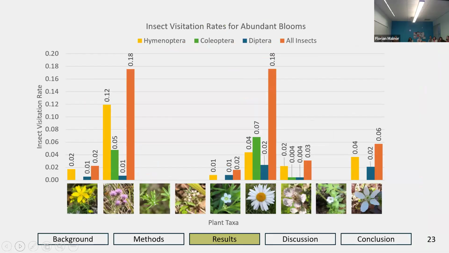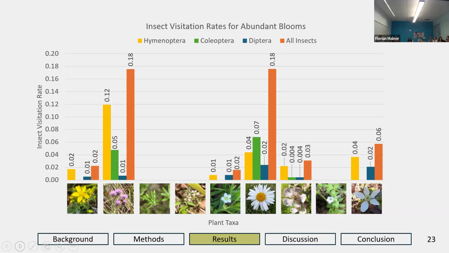So let's return to those 9 most abundant plants. So the common St. John's wort, Canada thistle, cleavers, hedge parsley, largely sandwort, oxeye daisy, European blackberry, small flowering Umatilla, and trailing blackberry. Those are here along the x-axis. The y-axis shows that insect visitation rate that I calculated. So if you remember, that's the total number of insects I collected on each species divided by the total number of flowers for that species.